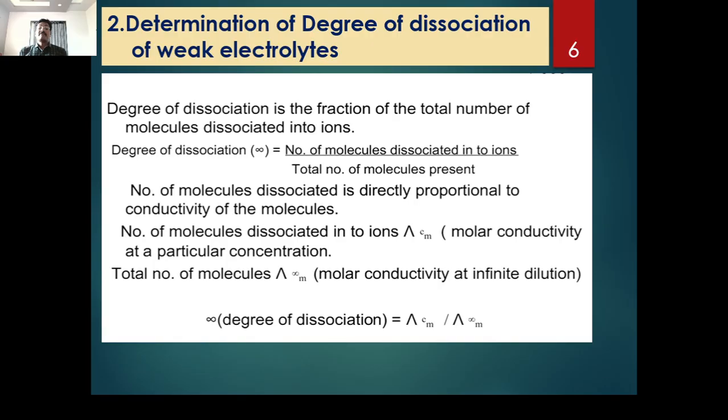I know that weak electrolytes are less dissociated in aqueous solution, and therefore the dissociation is very small, and due to that this Kohlrausch law is used to calculate the degree of dissociation of a weak electrolyte. Then see here, the number of molecules dissociated is directly proportional to the conductivity. Conductivity is related to the speed as well as the number of ions formed. Therefore, the number of molecules dissociated is nothing but the conductivity of that electrolytic solution.